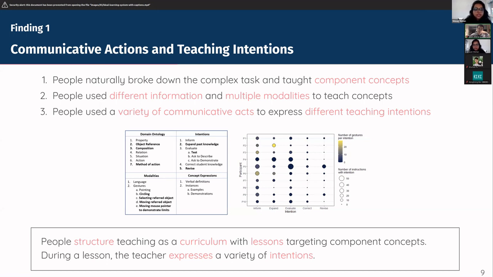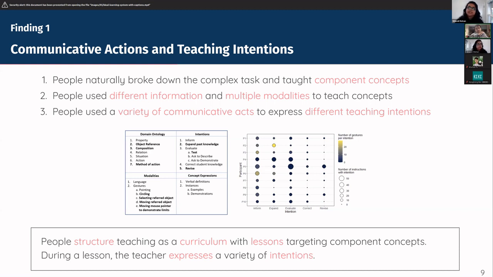So people naturally broke down the complex task and taught component concepts. So you saw the instructor try to say, these are the blocks, this is a green block. So she was trying to get the robot to understand the distinctions between different shapes. Then she went into spatial knowledge, that this is left of. And then she connected these concepts together in the concept of a wall, right? That just came out naturally. This was not the instruction that was given to the participant. So this is how humans naturally teach.